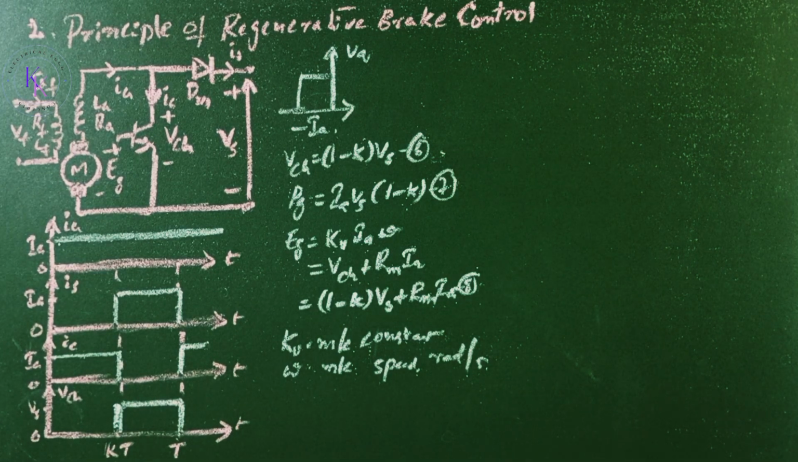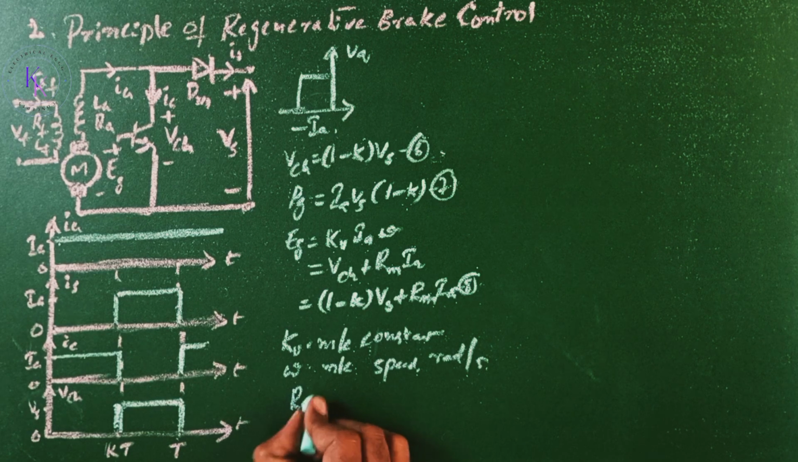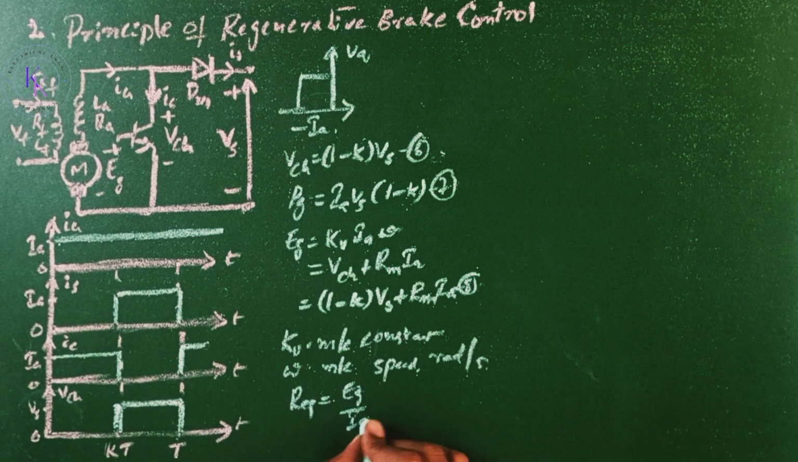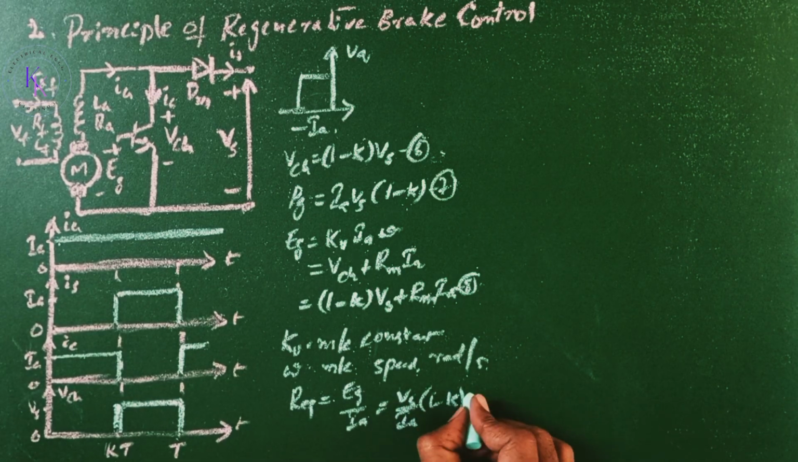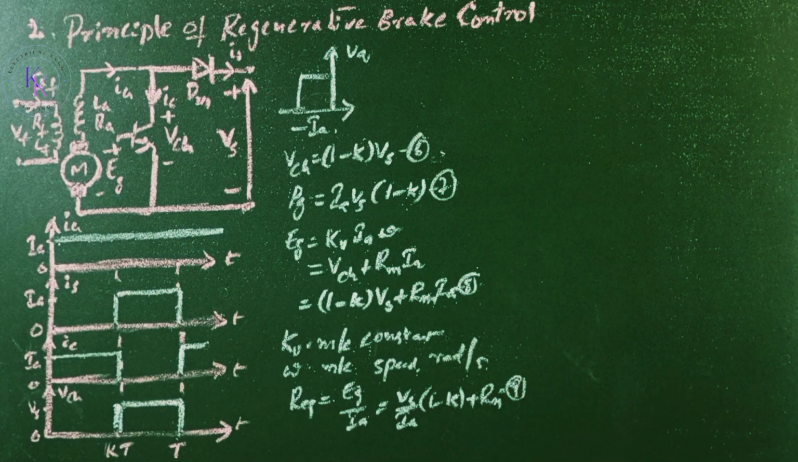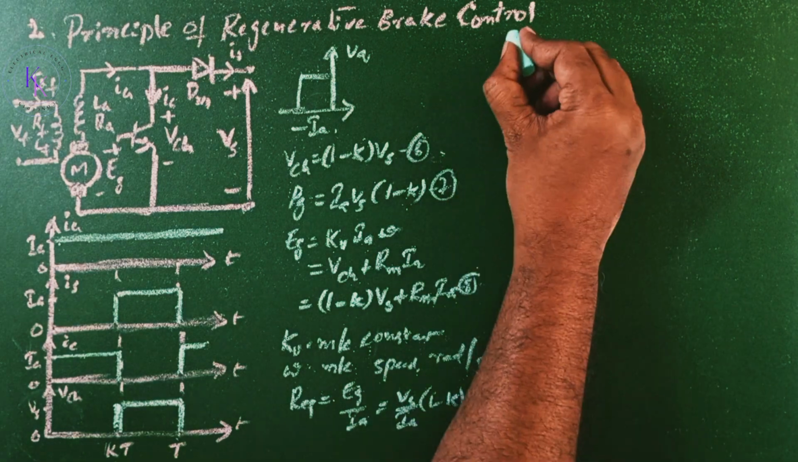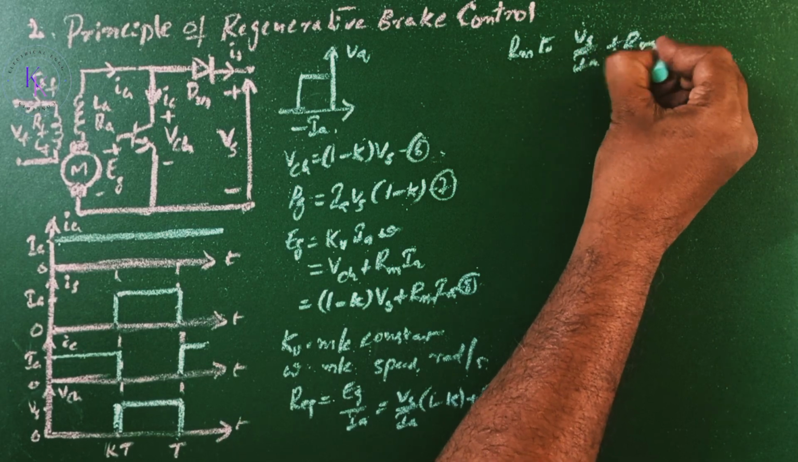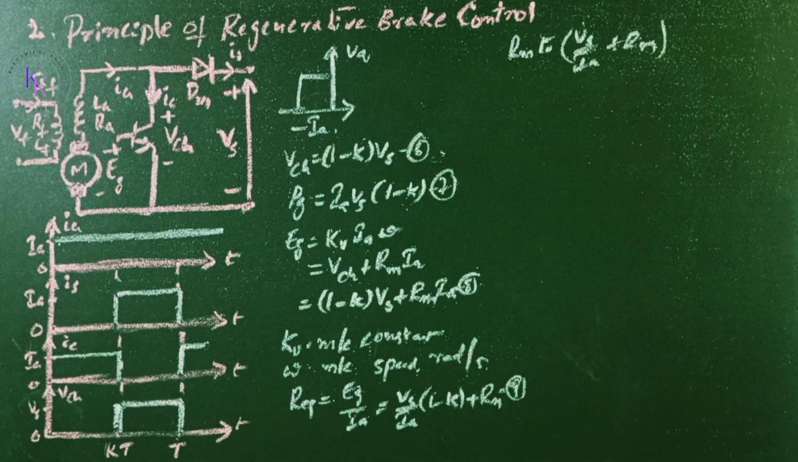Therefore, the equivalent load resistance of the motor acting as a generator is given by R equivalent equals EG by IA, that equals Vs divided by IA (1 minus K) plus Rm. Let this be 9. By varying the duty cycle K, the equivalent load resistance seen by the motor can be varied from Rm to Vs by IA plus Rm, and the regenerative power can be controlled.